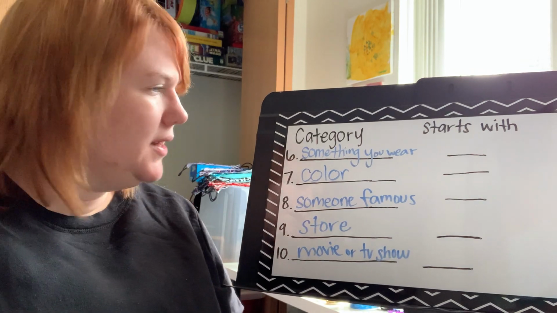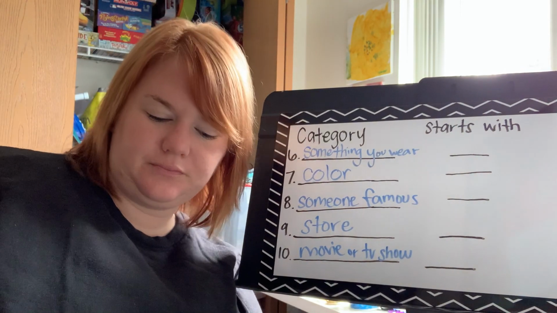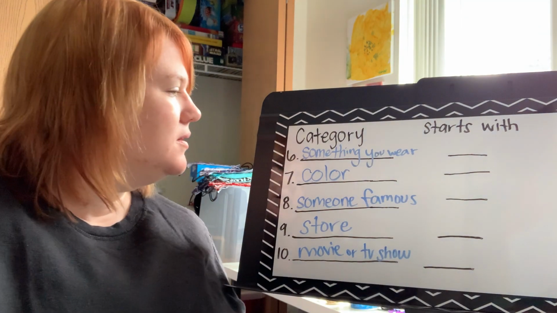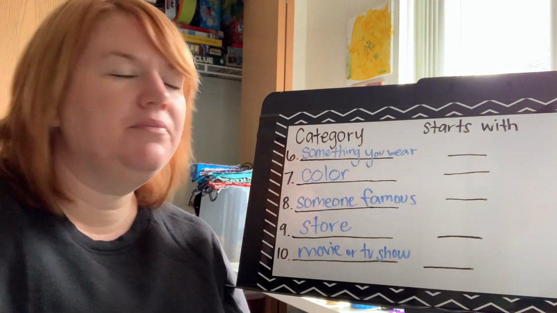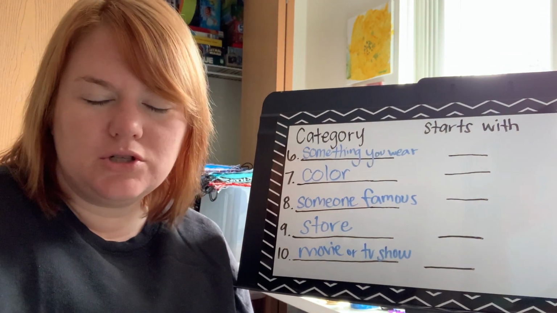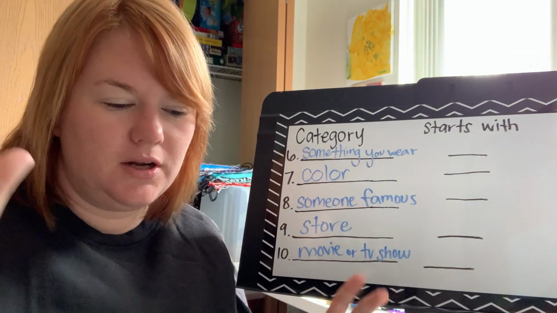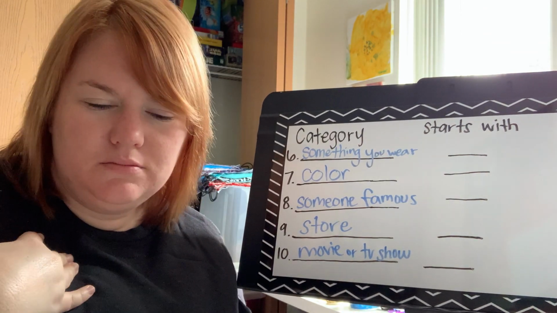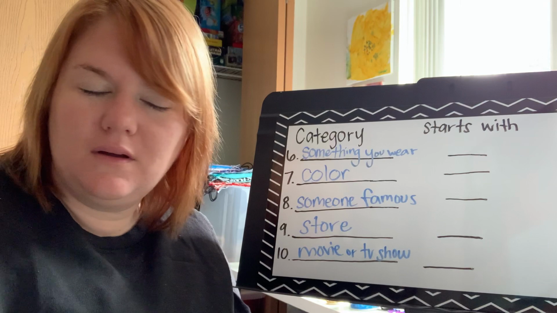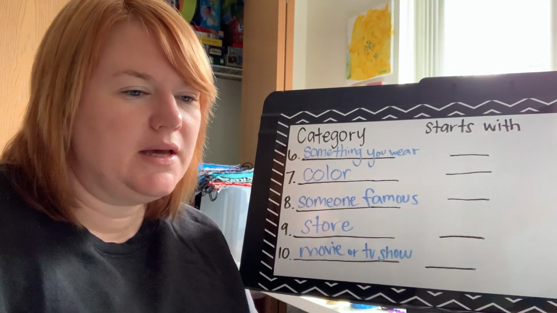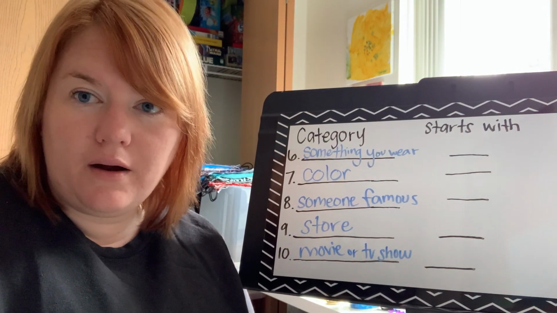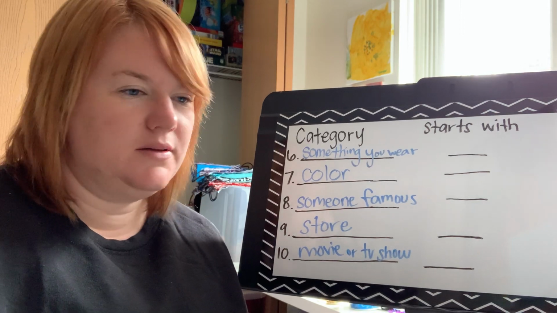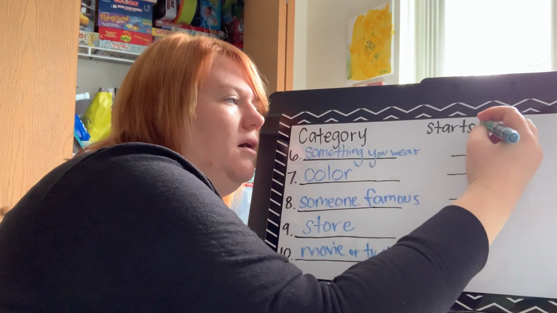So we're going to go ahead and dive into 6. 6 is something you wear. So remember, you can wear things on your head, on your feet, on your hands, on top, on bottom. So something you wear that begins with the letter R.